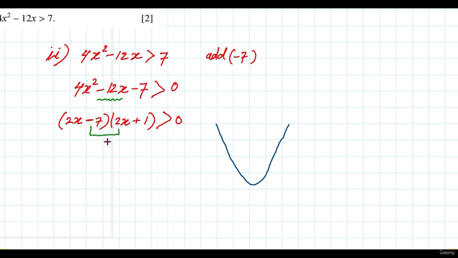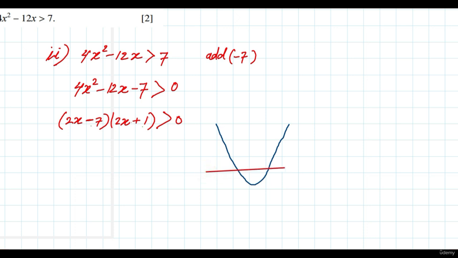Negative 7 times 2x is negative 14x. Then 1 times 2x is positive 2x. Then the total of these two is negative 12x. So you see that it is the same as the middle term. Therefore, this factorization method is working.